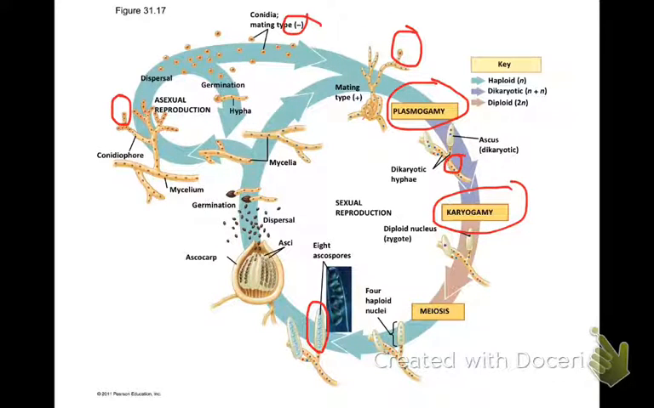ascospores. And then in the mature ascocarp, you have these bundles of asci, each containing 8 spores. Those can then disperse, and you have, again, plus and minus mating types, and the process can continue.